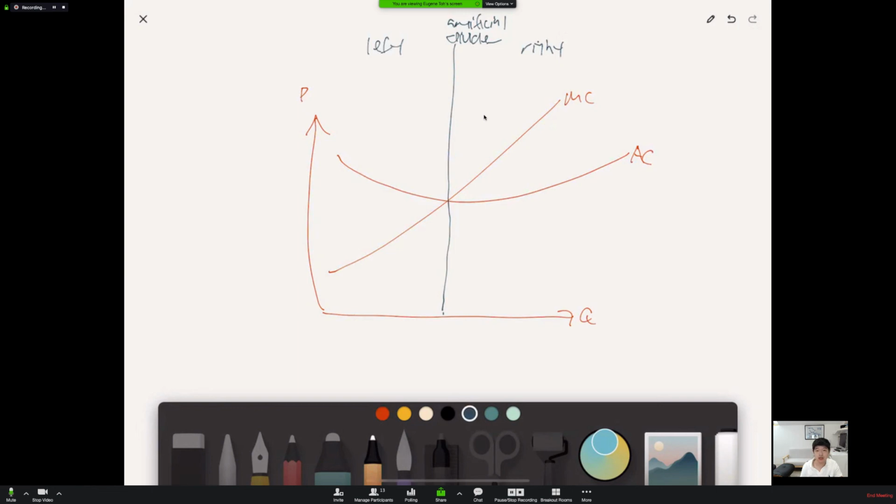Okay, so this is an artificial divider. On the left hand side of this divider, so the divider shouldn't exist, it's just for your reference, your marginal cost is smaller than your average cost. On the right hand side of this curve, your marginal cost is higher than your average cost. Can you agree on that?